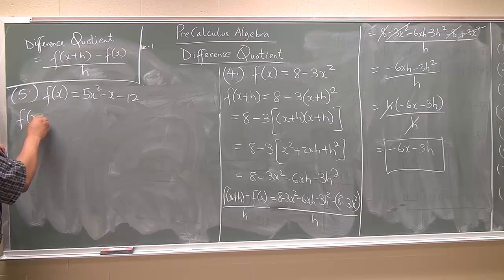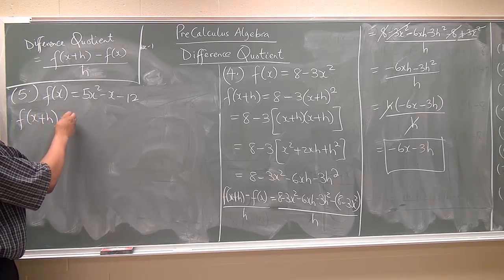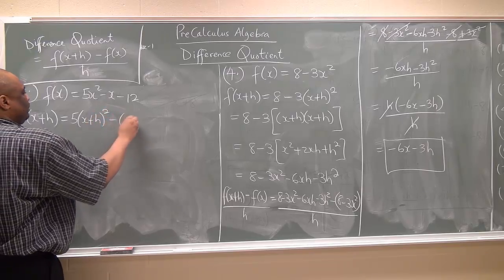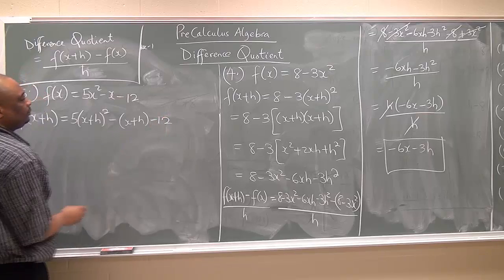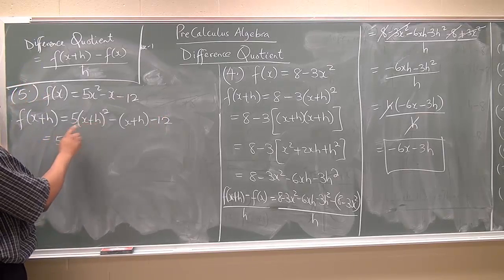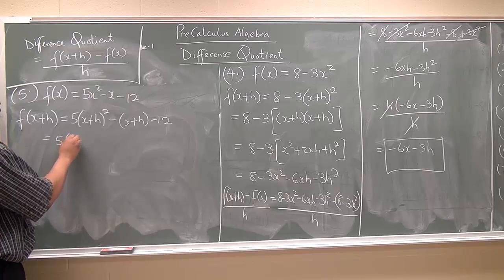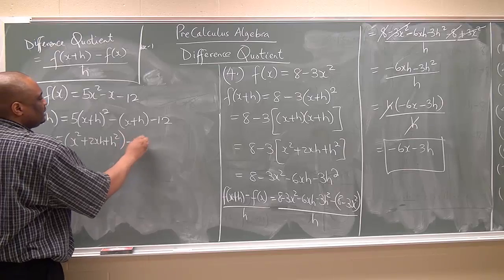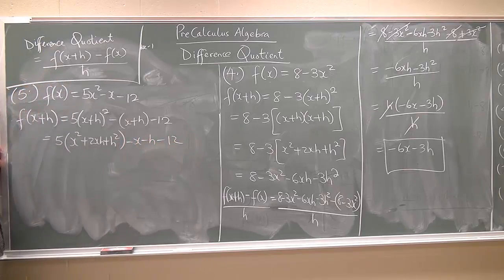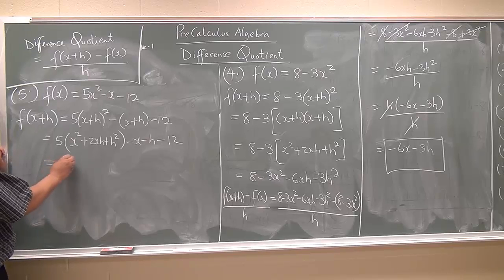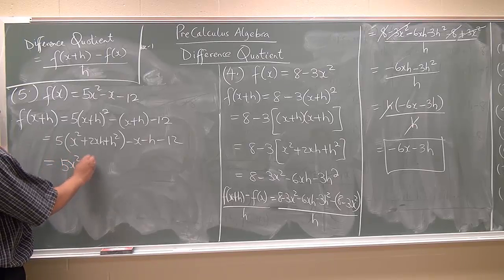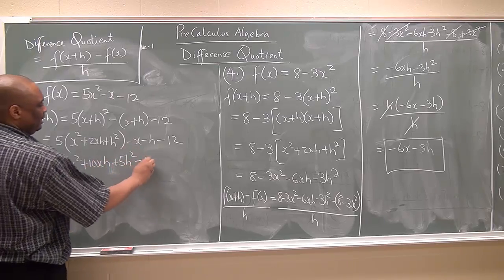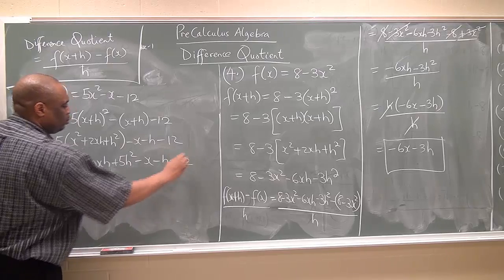f of x plus h will be 5(x plus h) all squared minus (x plus h) minus 12. We've done this before, at least twice now. So this is 5 times x squared plus 2xh plus h squared, minus x minus h minus 12. So we have 5x squared plus 10xh plus 5h squared minus x minus h minus 12.